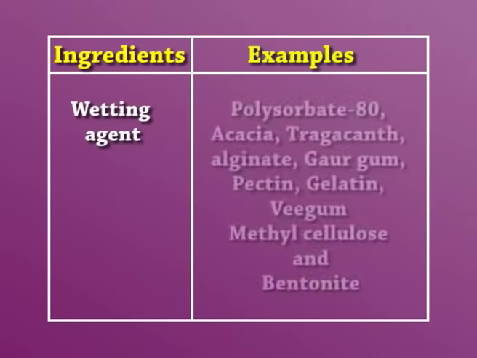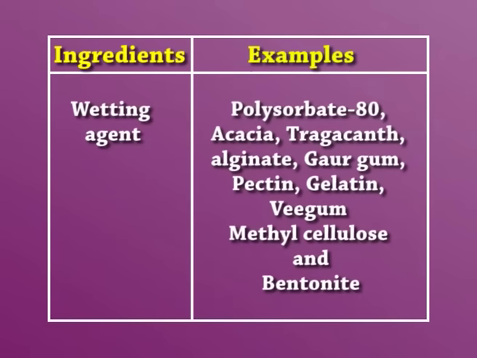Wetting agents include polysorbate 80, acacia, tragacanth, alginate, guar gum, pectin, gelatin, gum, methyl cellulose, and many more, that is bentonite.